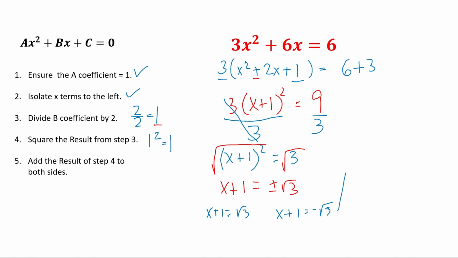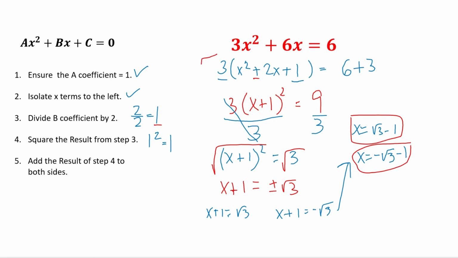I'm going to go up here. So on this equation we would have x equals square root of 3 minus 1, and then we would also have x equals negative square root of 3 minus 1. So these would be your two answers. This is how you complete the square.